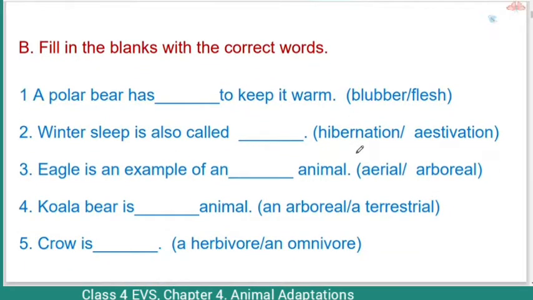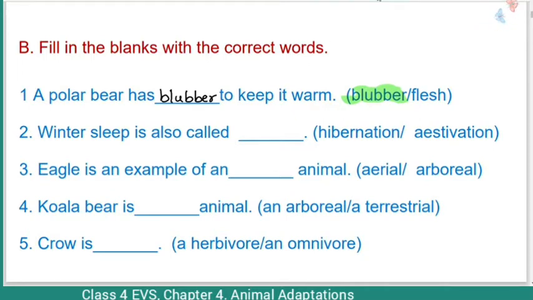Section B, fill in the blanks with the correct words. First one, a polar bear has dash to keep it warm. It has blubber. A polar bear has blubber to keep it warm.